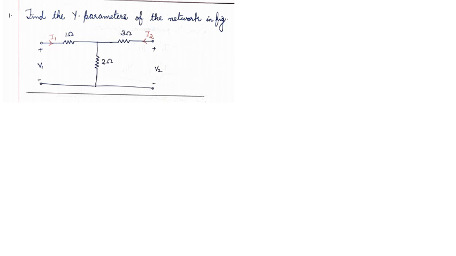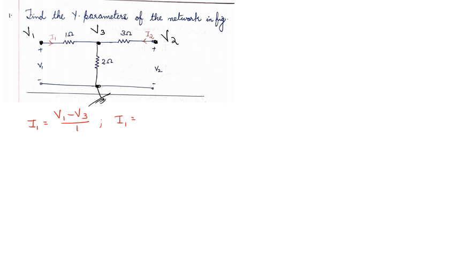Now let's move to another problem. This is the question. Find the Y parameters of the network shown in the figure. First of all, let's approach the circuit using nodal analysis. So I am considering this node as the reference node. Then potential at this node will be V1. Potential at this node will be V2. I'm considering a third node at potential V3. Now from this circuit, we can write I1 as V1 minus V3 by 1.